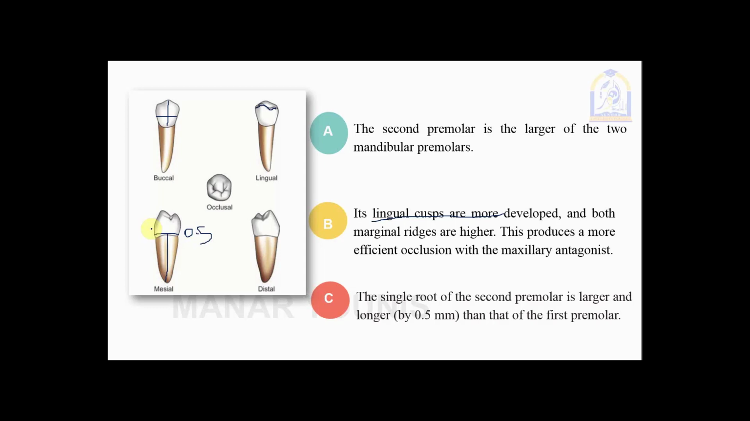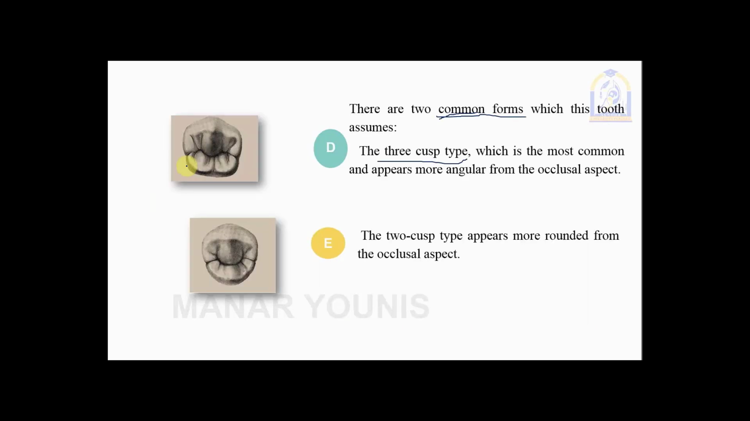Also, it's characterized by having a single root, which is larger and longer by 0.5 millimeters than that of the first premolar. Usually, the mandibular second premolar is the least premolar to be found with two roots or two canals. In almost all cases it is found with a single root and single canal.